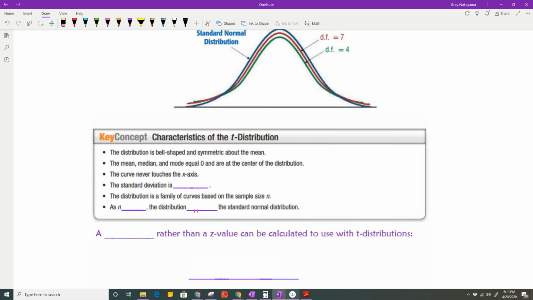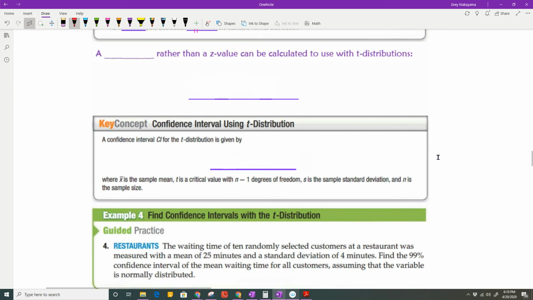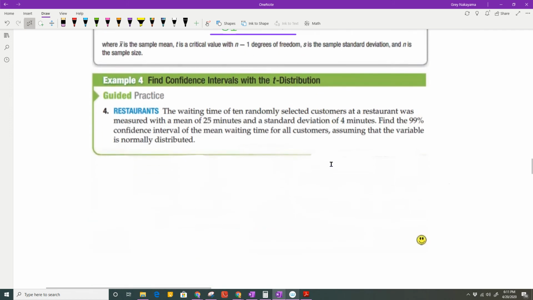The standard deviation, however, is more than 1. As n increases, the distribution approaches the standard normal distribution, and that's what allows us to use it. So we use what is called a t-value rather than a z-value. The formulas are the same if you want to do this the long way, and your confidence interval is the same: you're finding that error of estimate and adding or subtracting it to the mean. But let me just show you quickly how you do that with ClassCalc.